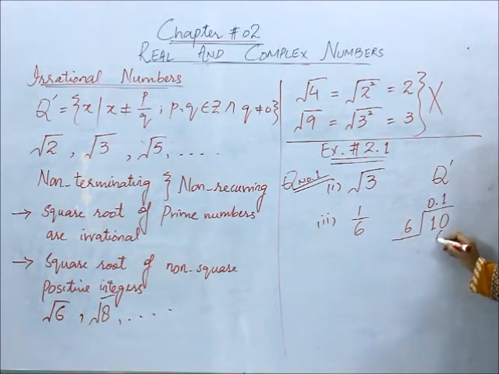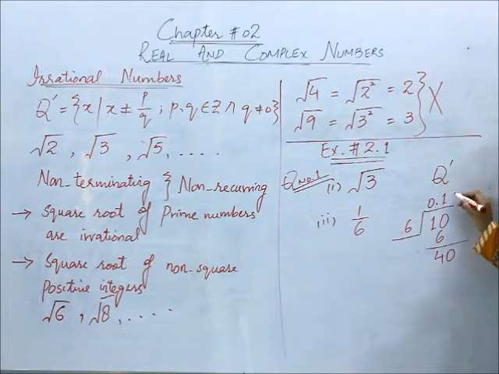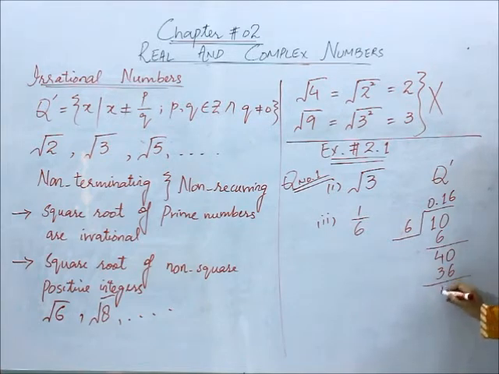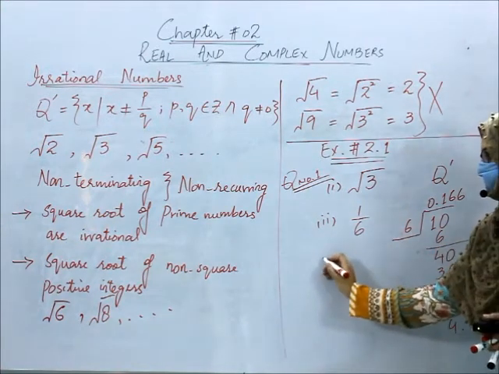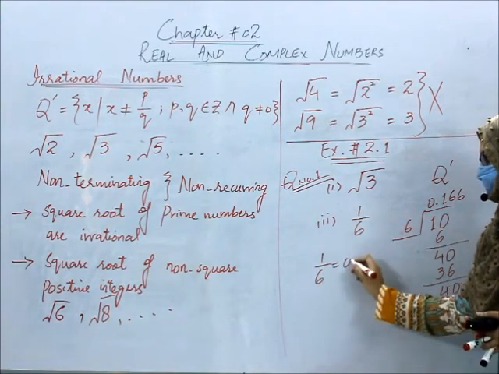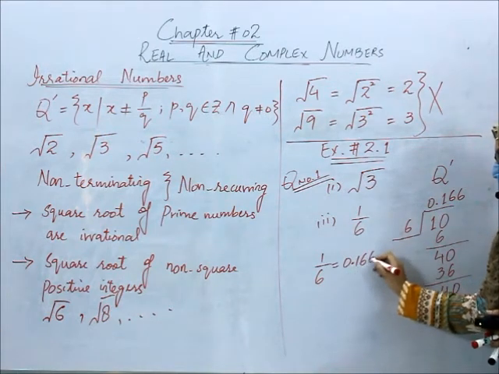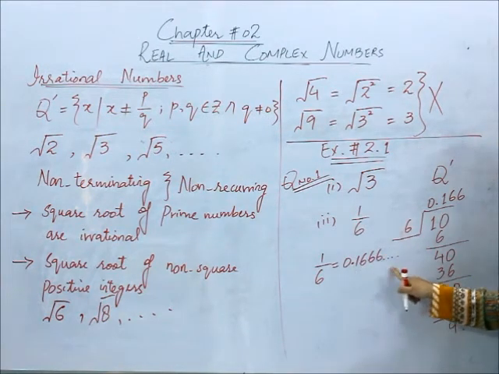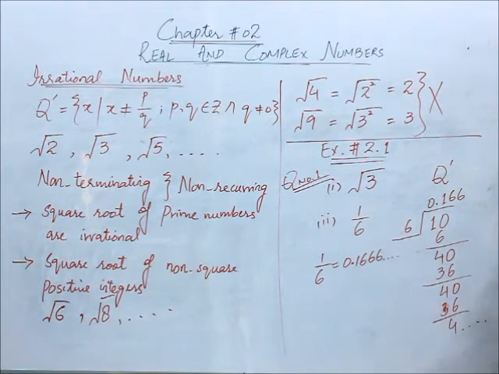6 into 1, 6. What would be our remainder? Our remainder is 4. Now we can introduce a 0 over here. So 6 into 6 will give you 36. Again, remainder would be 4. And it means our division will go on. It will not stop. So the answer of 1 by 6 is 0.1666 and so on. That is, the digit 6 is repeating indefinitely.